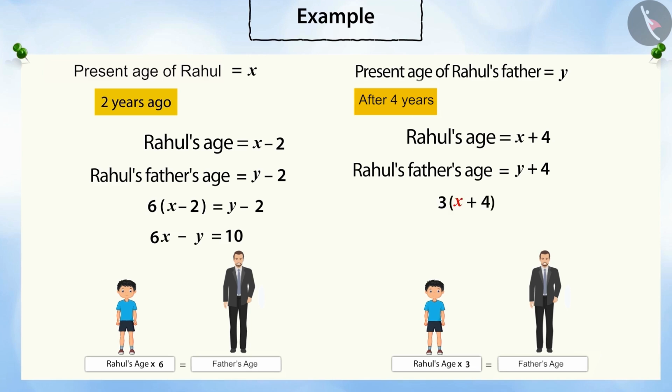3 multiplied by x plus 4 equals y plus 4. That is, 3x plus 12 equals y plus 4. Moving y to the left, 3x minus y equals 4 minus 12. 3x minus y equals minus 8. This is a linear equation.